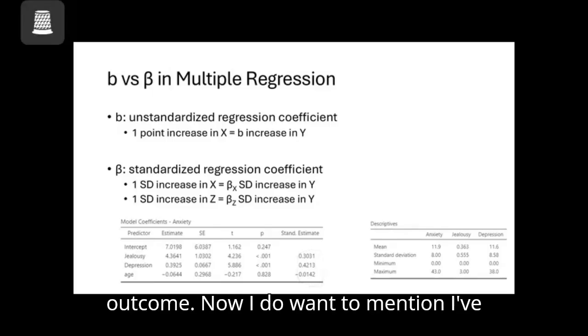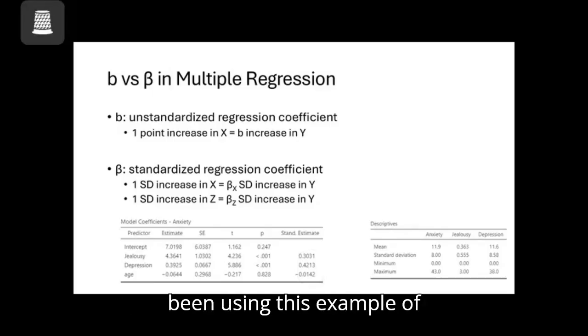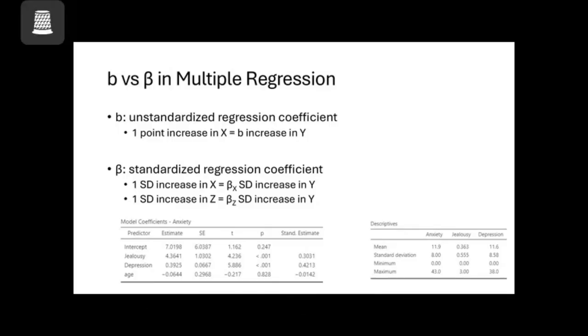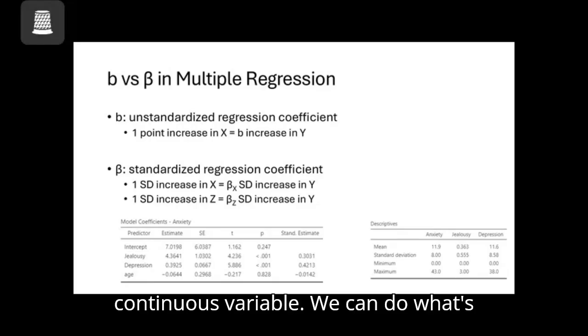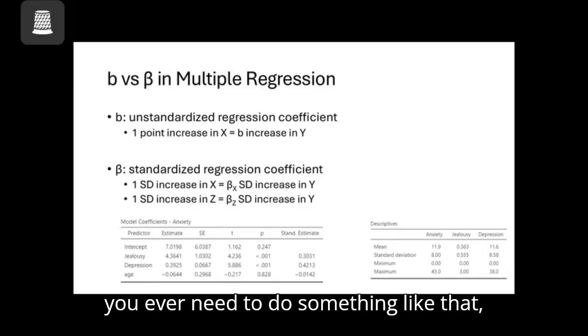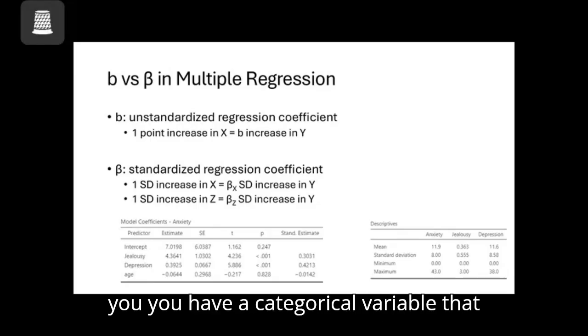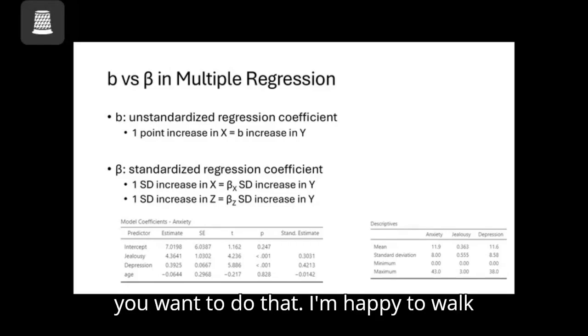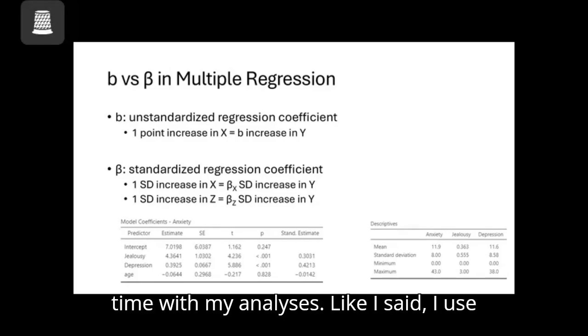on the outcome. Now, I do want to mention, I've been using this example of the location. Location is a categorical variable. There are ways that we can statistically turn it into a continuous variable. We can do what's called dichotomizing the variable. If you ever have a categorical variable that you want to use in a multiple regression, there are ways to do it. Let me know if you want to do that. I'm happy to walk you through it. I have to do it all the time with my analyses.